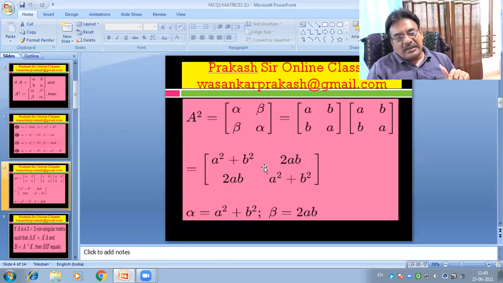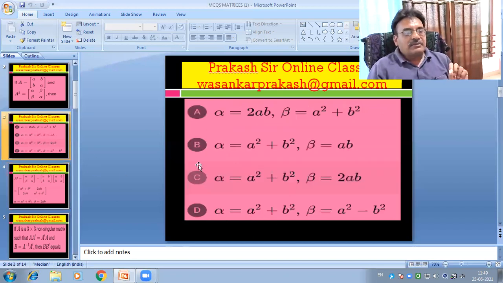Then we equate these two matrices. That is here we use the definition of equality of two matrices. Each corresponding element is equal. Therefore, here alpha is equals to A square plus B square, and beta is equals to twice AB. And these are the required values of alpha and beta. So here C is the correct option.